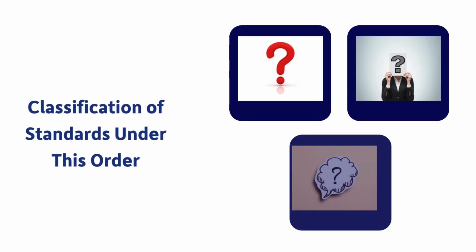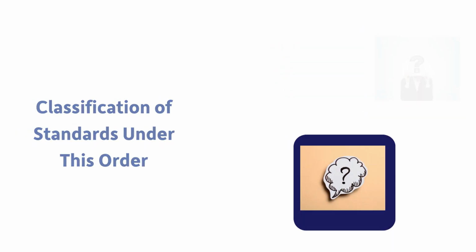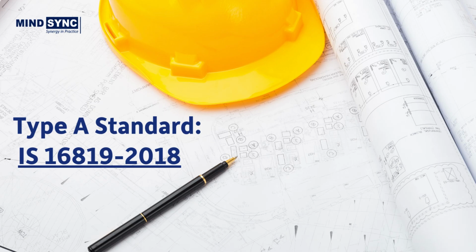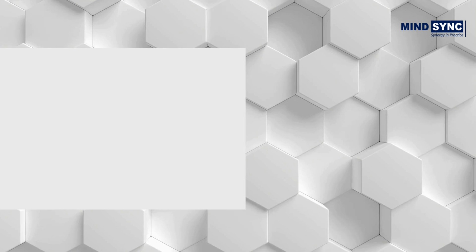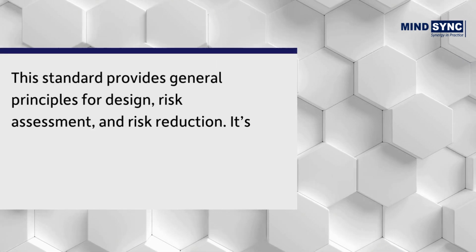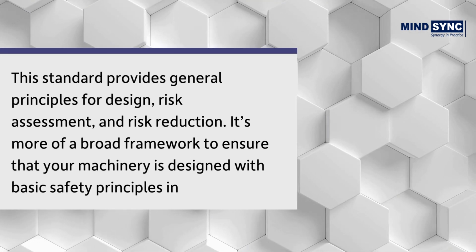Now, under this order, all types of products are categorized into three types of standards. Type A standards, IS 16819. This standard provides general principles for design, risk assessment, and risk reduction. It's more of a broad framework to ensure that your machinery is designed with basic safety principles in mind.